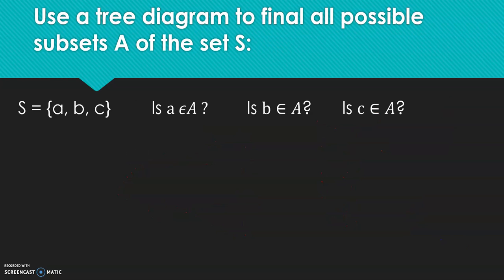Use a tree diagram to find all possible subsets A of the set S. We're going to start the same way with our two branches for the letter A, yes, no. And then we're going to branch off, yes and no for B, yes and no, and branch off for C. Each one is a yes or no.